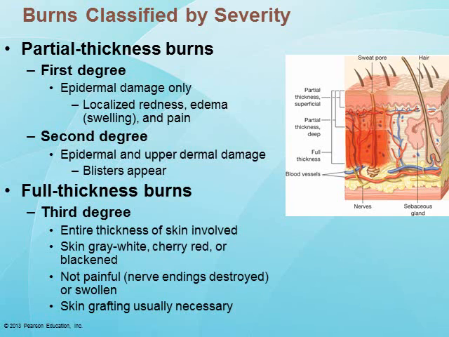In that condition, normally you will see blisters. If you see blisters, that's second degree. And if it goes deeper and the whole skin gets damaged, we call it full thickness, or third degree burns. Third degree burns cover the entire skin, both epidermal and dermal layers. The entire thickness of skin gets damaged, and the skin will turn gray-white and red.